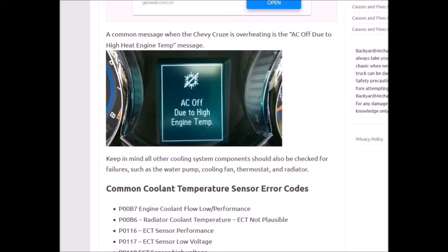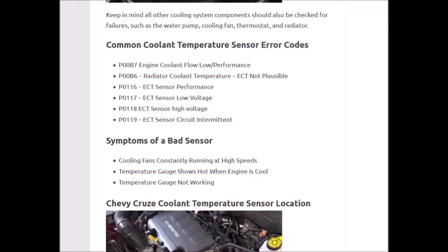And the way you could tell is that the engine isn't overheating as it would if a water pump or a cooling fan went bad. The engine would just really overheat really badly, and you'd be able to tell. But if it's not overheating extremely badly and this message is being given to you, then it probably is a bad sensor.